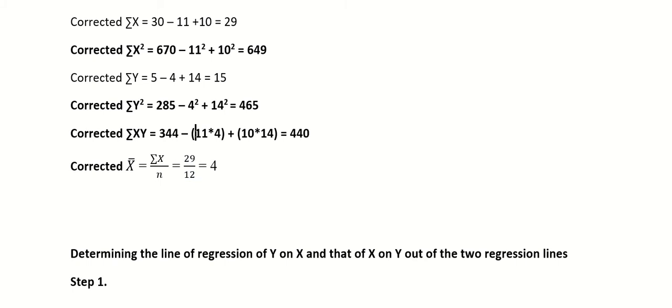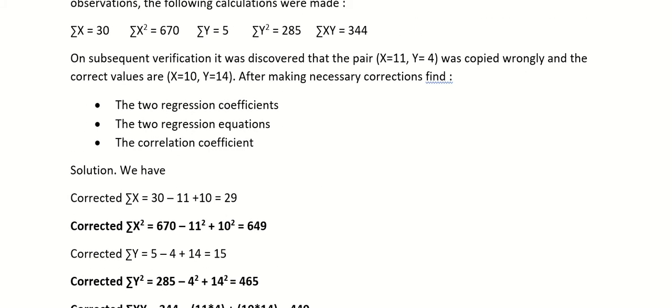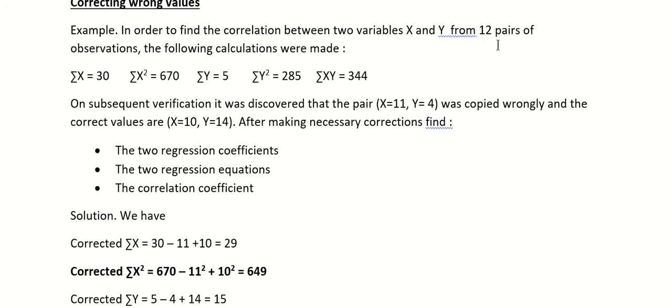I'll just show you again. See, here it was written 12 pairs of observations. So n is 12, right? So 29 upon 12. So the correct mean is 2.42, right? Now I will calculate the correct y mean.